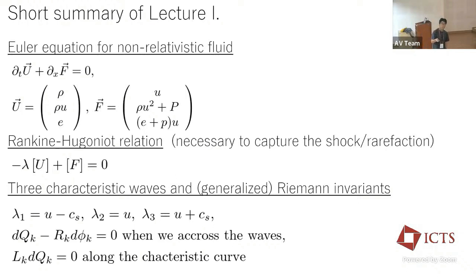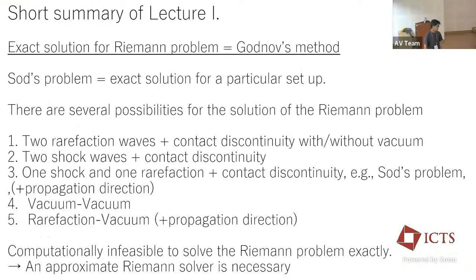These quantities and these conditions are essential to construct the exact solution for the Riemann problem, as you solved yesterday. This is a short summary of lecture one. So now, at least for a specific initial condition, you have learned how to construct the exact solution of the Riemann problem, and this is in general called the Godunov method. So we know how to construct the exact solution. You may consider that we don't have to do a simulation, right?